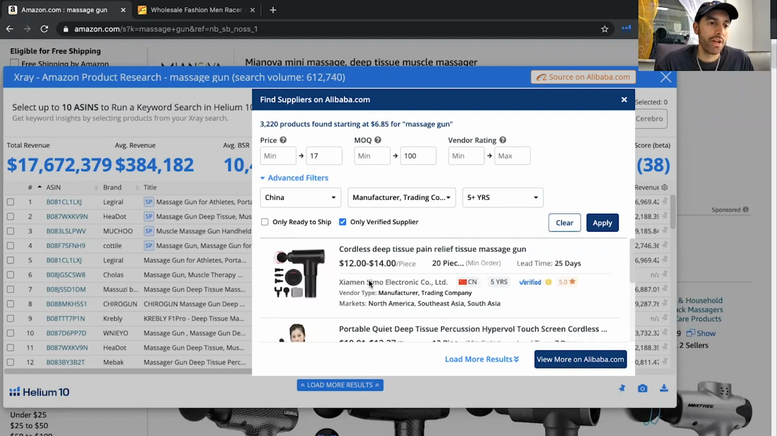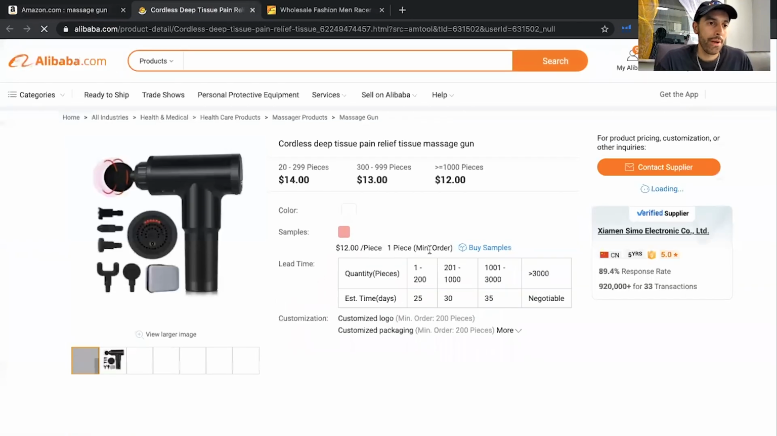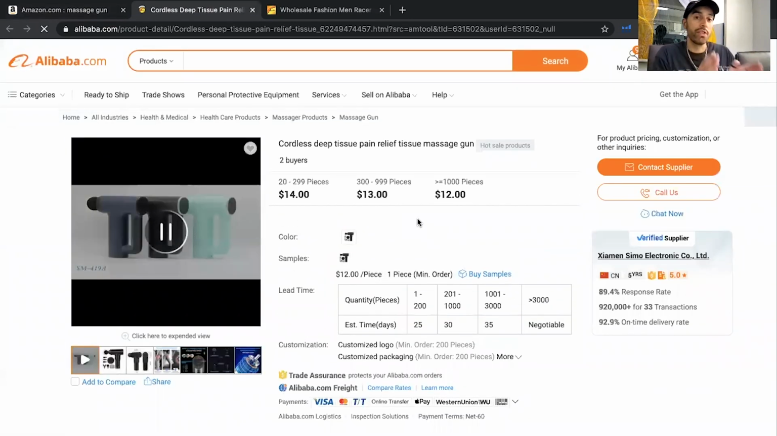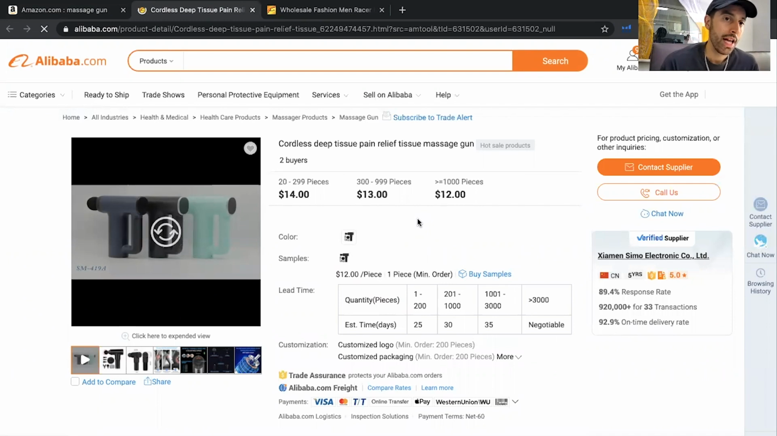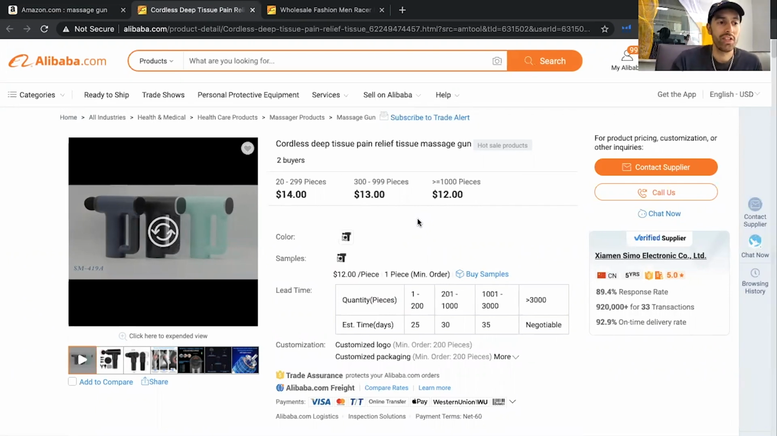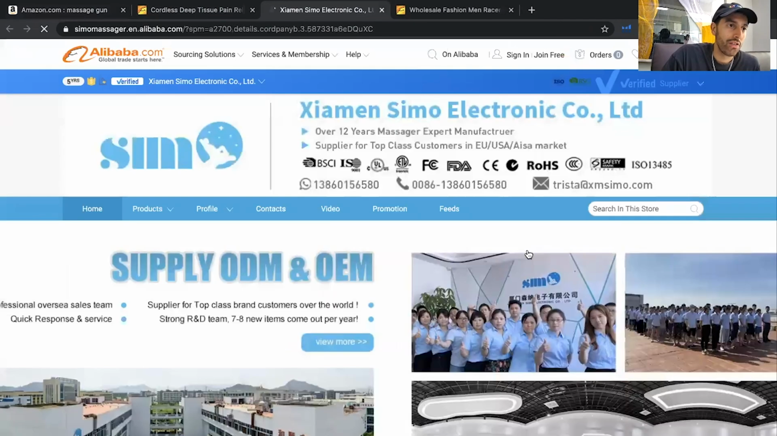So Xiamen Simo Electronic, let's look at these guys, right? Let's click on the product. Let's check out the Alibaba listing. Now the true test here is let's see if they're a top factory. And I'm going to go through my criteria to see how good this factory actually is. So if we click on their supplier listing, let's analyze, right?